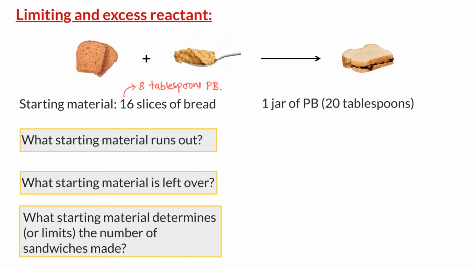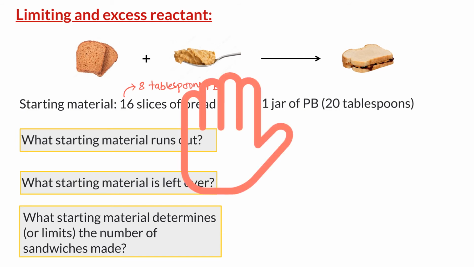As we put together the sandwiches, what starting material, that is bread slices or peanut butter, runs out first? Second, what starting material is left over? Third, what starting material determines or limits the number of sandwiches made?